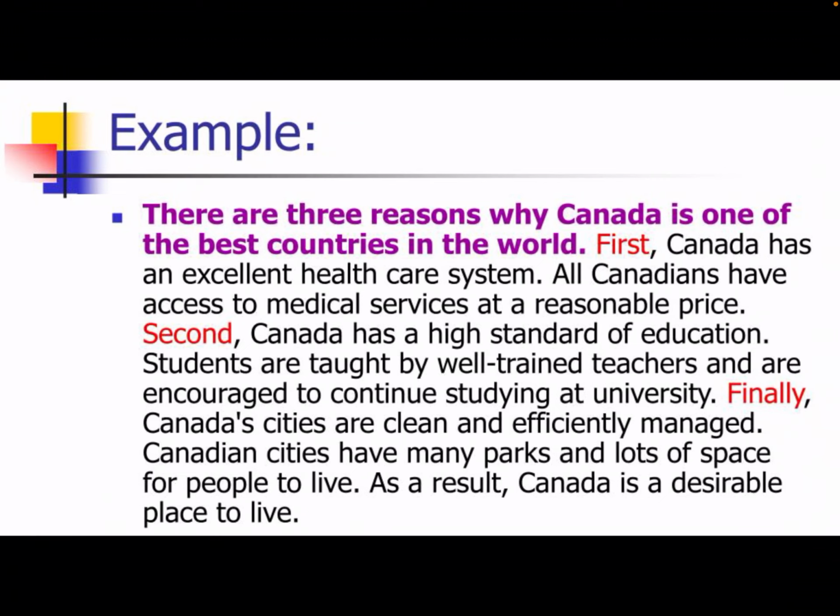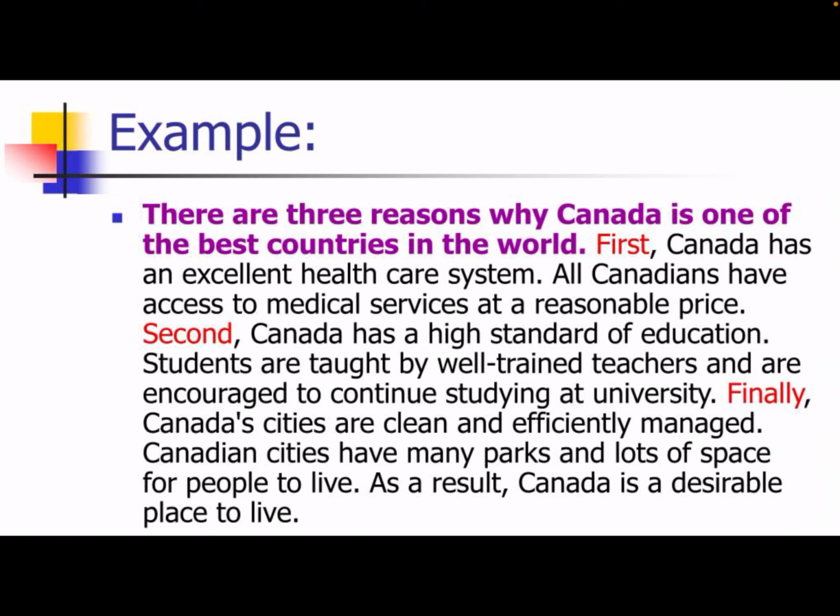First, Canada has an excellent healthcare system. Again, Canada has an excellent healthcare system. All Canadians have access to medical services at a reasonable price. Second, Canada has a high standard of education.